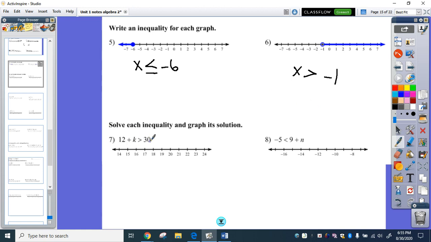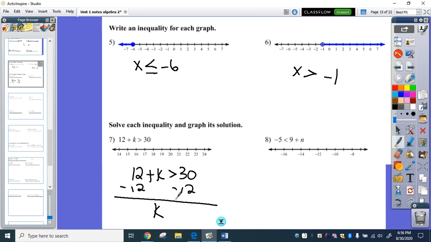Now, when we have equations with inequalities, solving them is no different than solving problems that we've seen before. If I had 12 plus k equals 30, how would I solve for k? Well, I would just subtract 12 from both sides. The only difference between this problem and the one I just wrote is that they have used an inequality symbol in this spot, but we'll solve it the exact same way. So we will end up with k is greater than 18. That means I go to 18. It's greater than, not or equal to, so I shade off to the right.